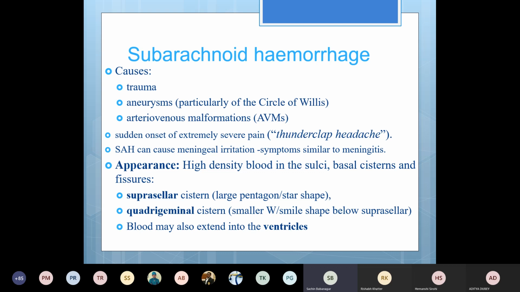Subarachnoid hemorrhage, what are the causes? You can have trauma as a cause. You can have rupture of an aneurysm, which is an abnormal dilatation of the normal arteries supplying the brain, and any AV malformations. History of sudden onset severe headache. Okay, that's a very classic symptom of any SAH. And you look for these places: suprasellar cistern, quadrigeminal cistern, and of course all the sulci.